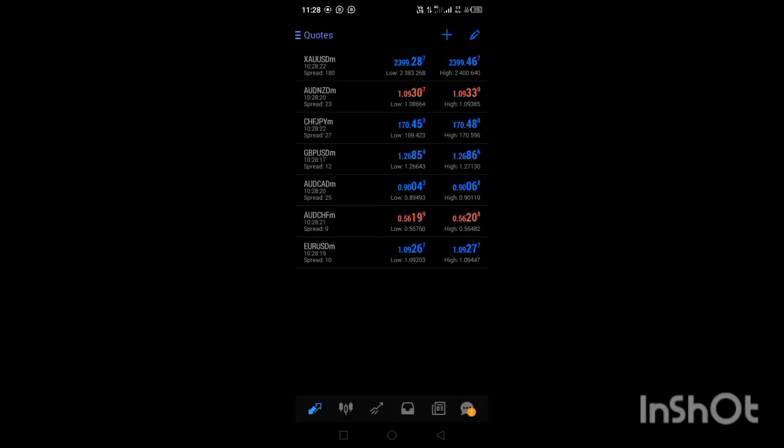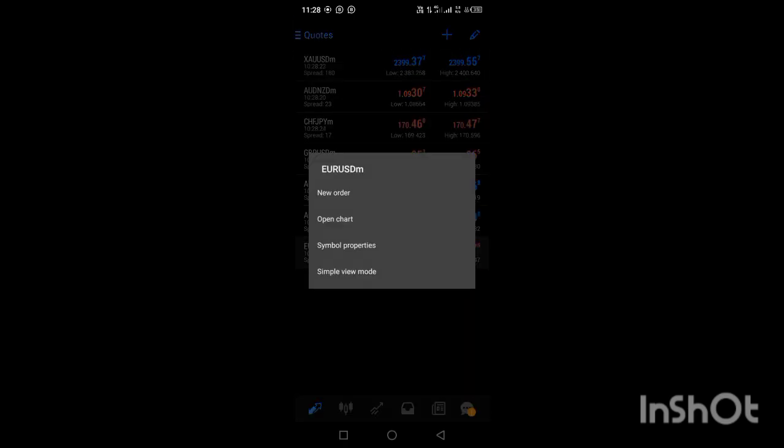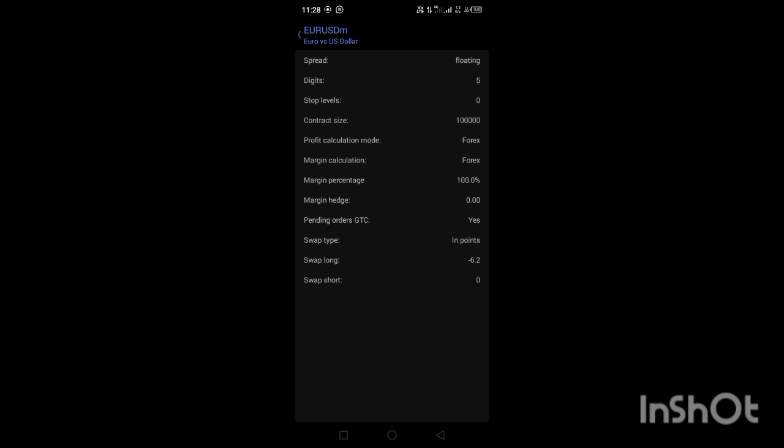Then when you tap on this EUR/USD, you will see new order, open chart, symbol properties, simple view mode. This simple view mode is just the way you want your chart displayed. Symbol properties is the characteristics of the EUR/USD, the points and the rest. You don't need to start learning this part.